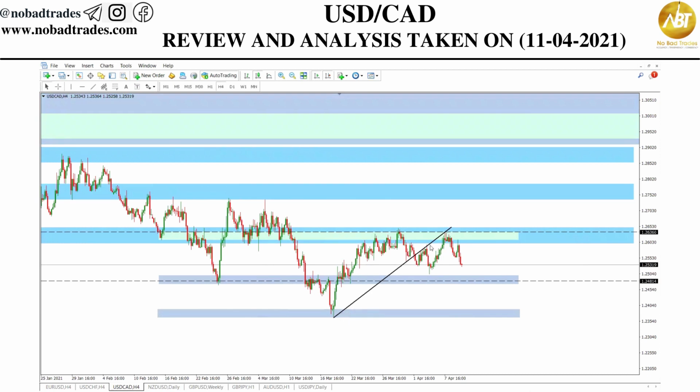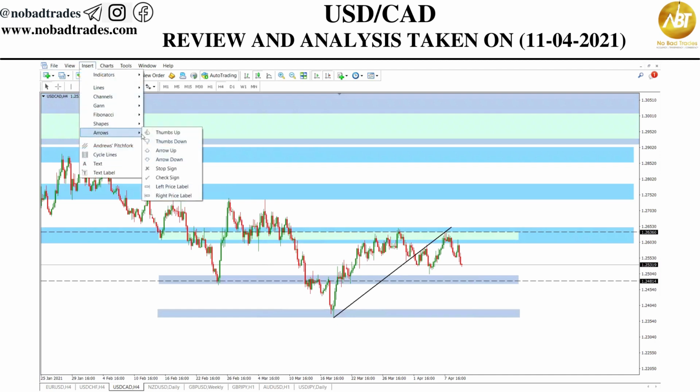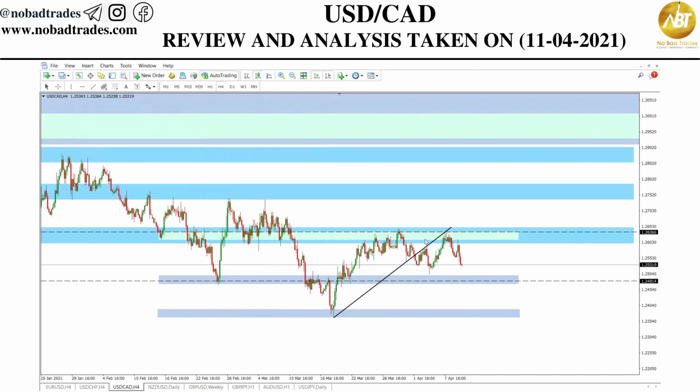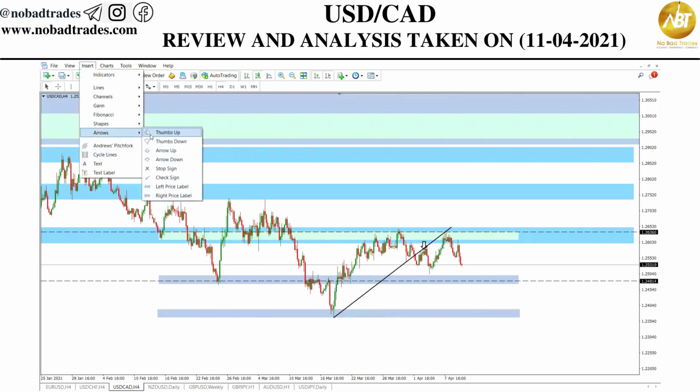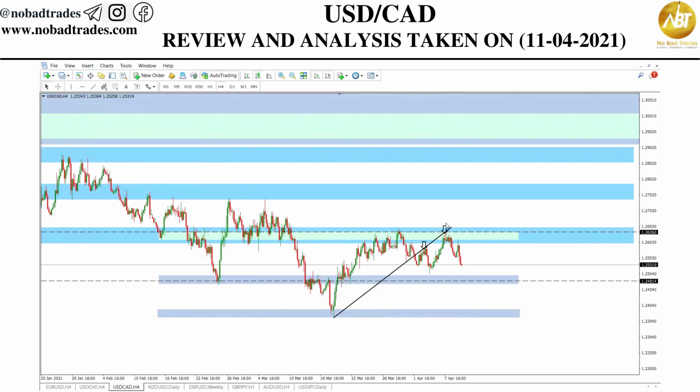1, touch 2. You can see the first rejection right on this level. Then you can see the second rejection right on this level, right? Which was the actual rejection.